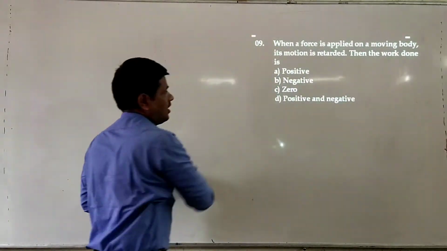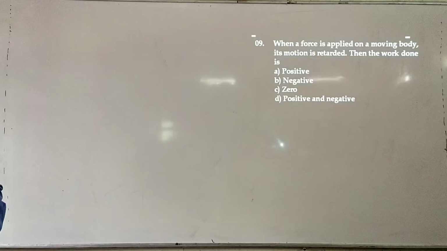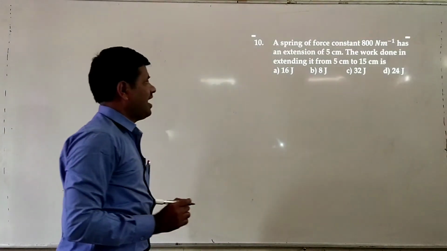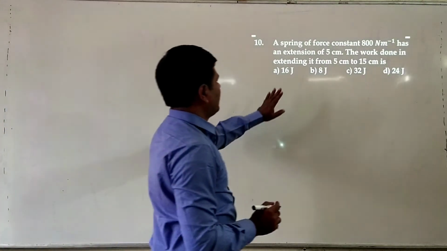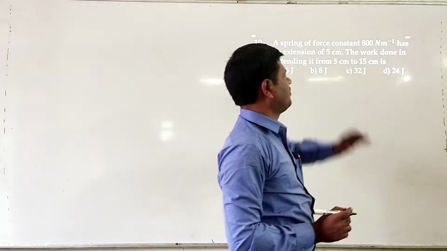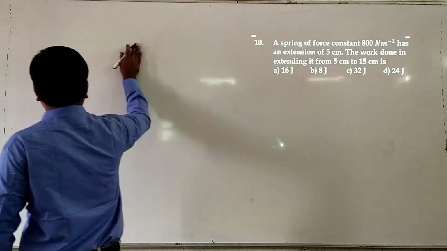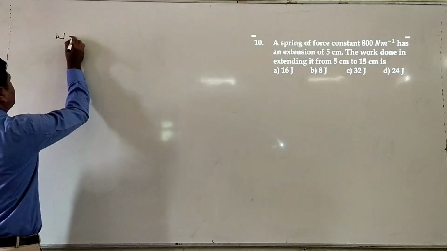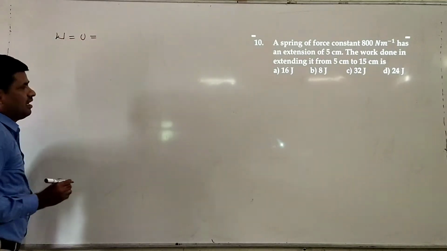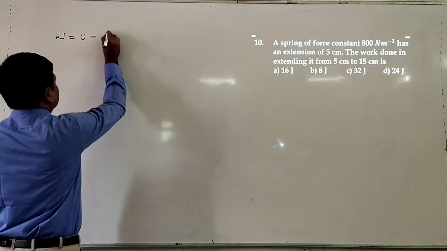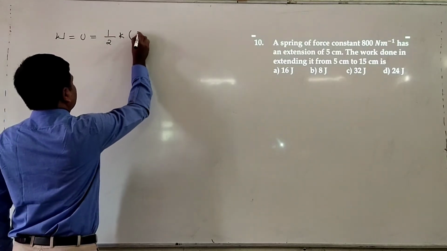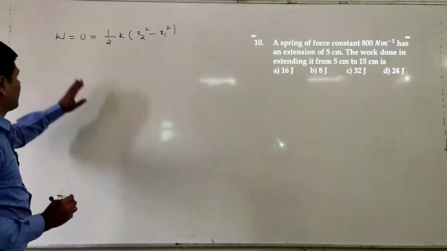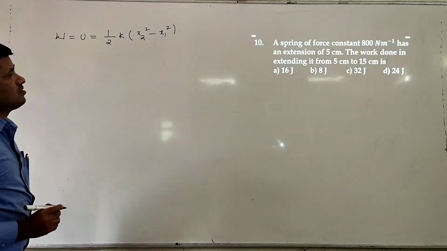Next, question number 10. A spring of force constant 800 Newton per meter has an extension of 5 meter. The work done in extending from 5 meter to 15 meter. Here work done is stored in the form of potential energy. Work done is equal to potential energy, which can be written as half into k into x2 square minus x1 square. This is the work done formula.